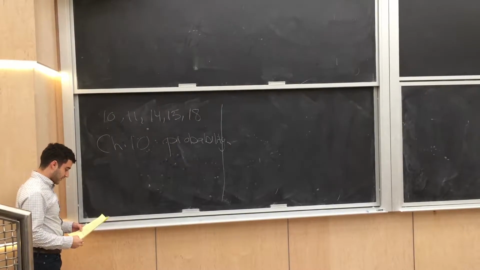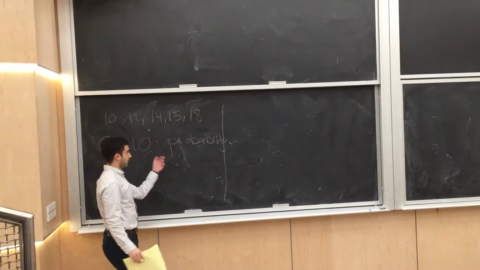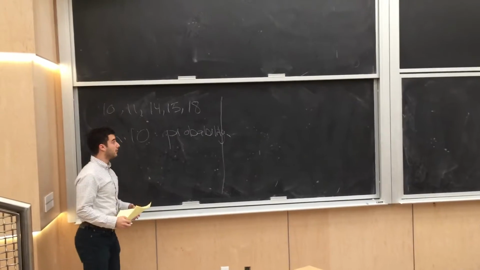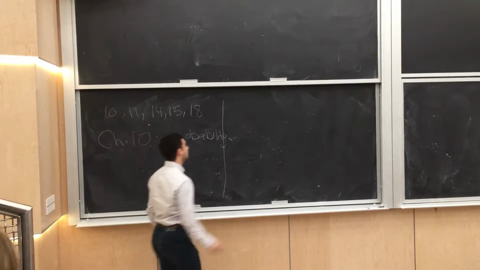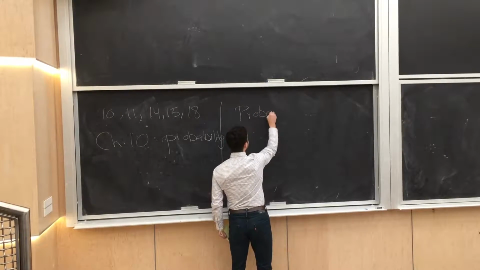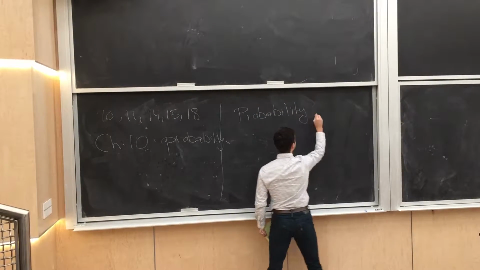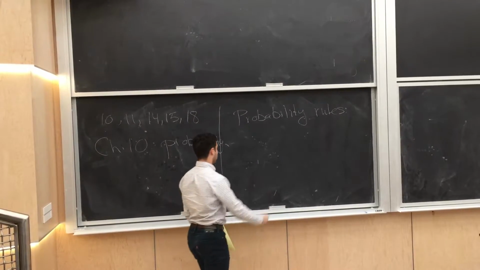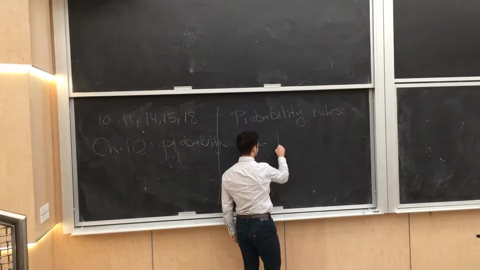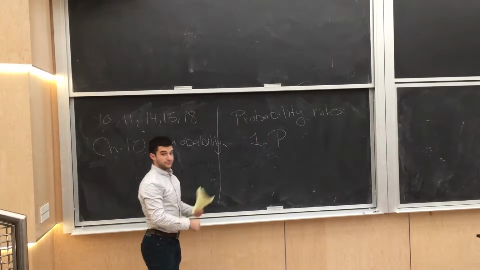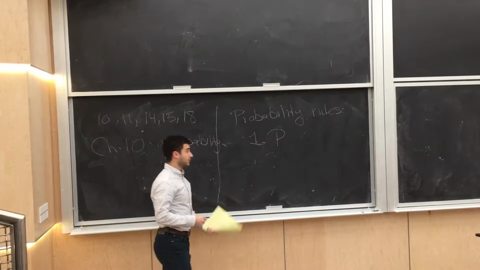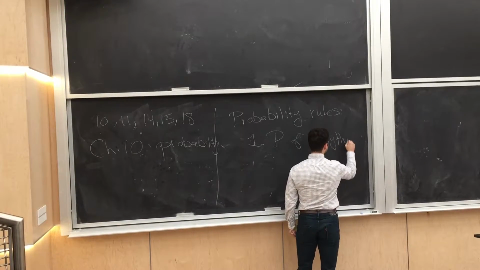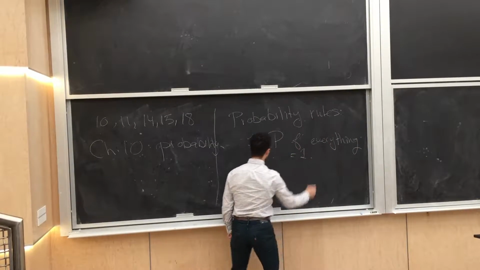And really the main thing that you need to get out of chapter 10 are those probability rules that we talked about. So let's list those probability rules. So the first rule is that the probability of the whole sample space is equal to 1. So P of everything adds up to 1.